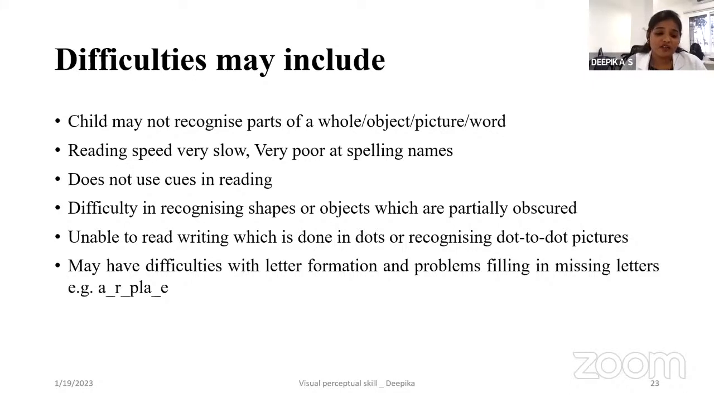They have given a full word with missing letters. Here we can say this is aeroplane, but the children may have much difficulty in finding this.